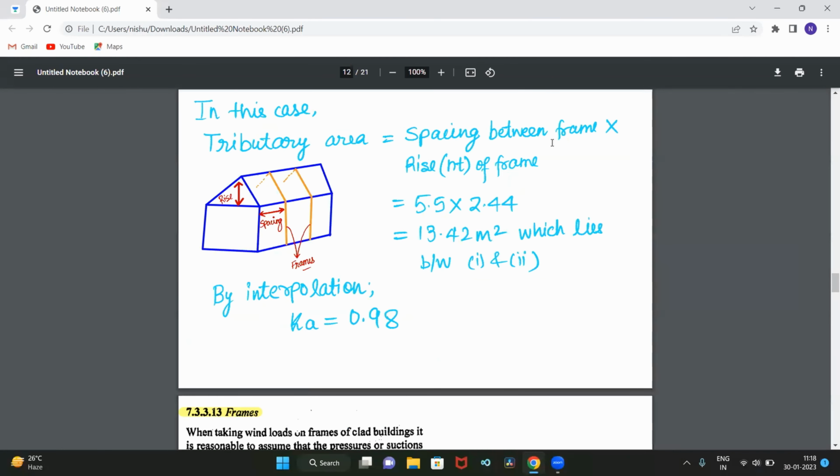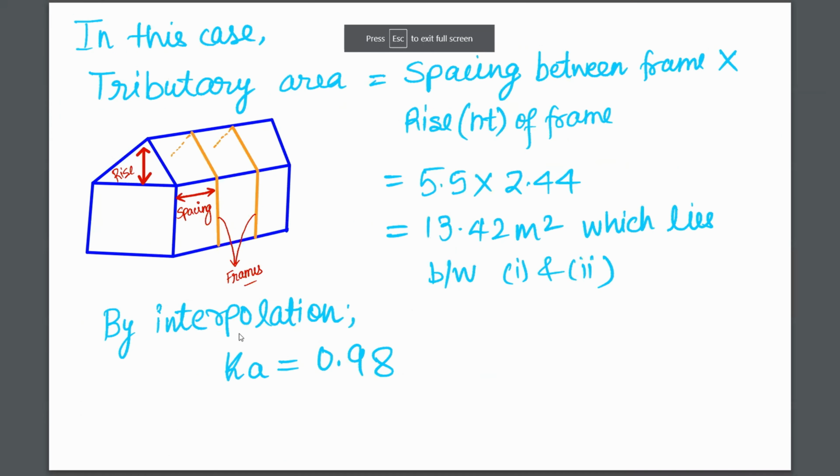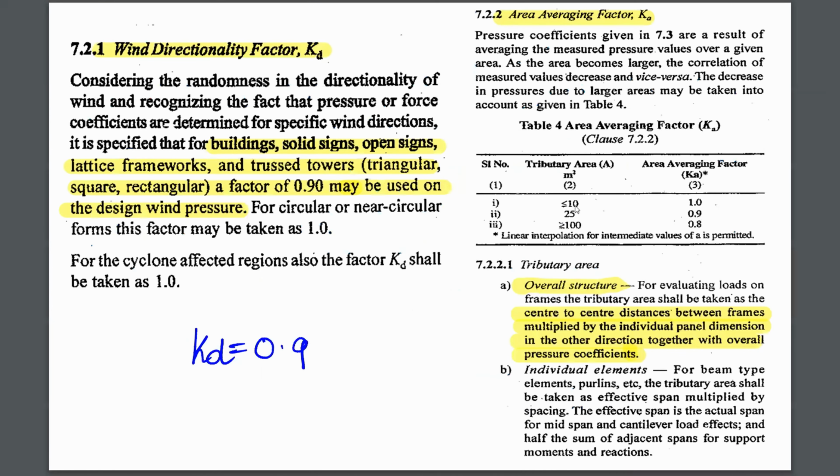So upon multiplying this spacing between the frame and rise, we can easily get the tributary area. And from this table, if you are getting tributary area less than 10 meter square, then put area averaging factor, that is Ka, as 1, and otherwise if you are getting tributary area in between these two areas, you can linearly interpolate to get the value of Ka. Okay, and you can also read this paragraph to get more about Ka.